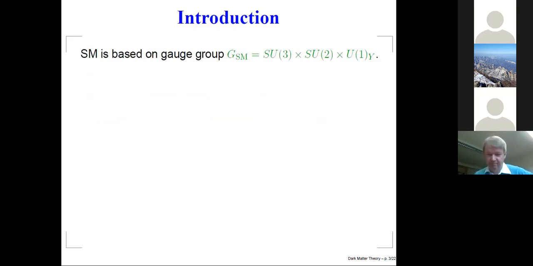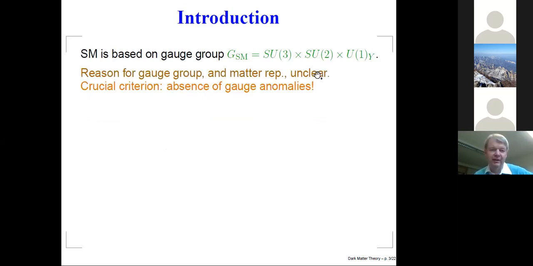As you surely all know, the standard model is based on the gauge group SU(3) x SU(2) x U(1) hypercharge. But the reason why nature chose this particular gauge group, and also why the matter representations are the way they are, is basically unknown. Of course, there is one crucial criterion on the combination of gauge group and matter content, and that is that there must not be gauge anomalies.